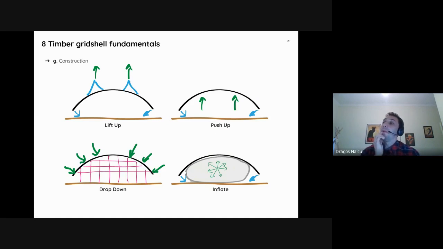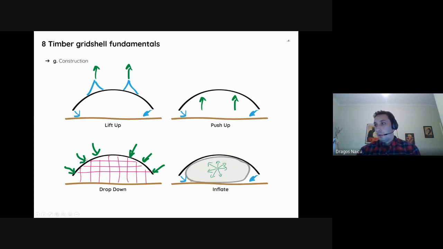Construction, another very important topic. So the first method we saw for the Essen was the lift up. So just come with a crane, lift the grid up, pull the supports, fix them, job done. Then we have the push up. So you push from below and then you pull the supports in.